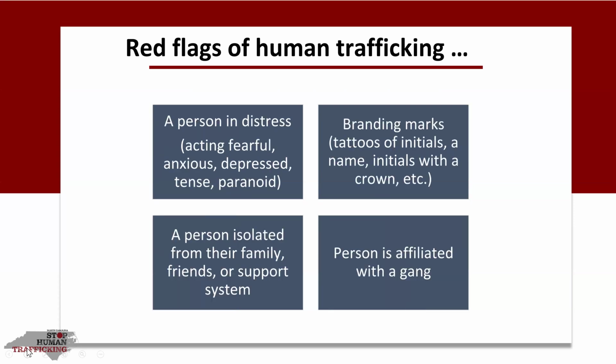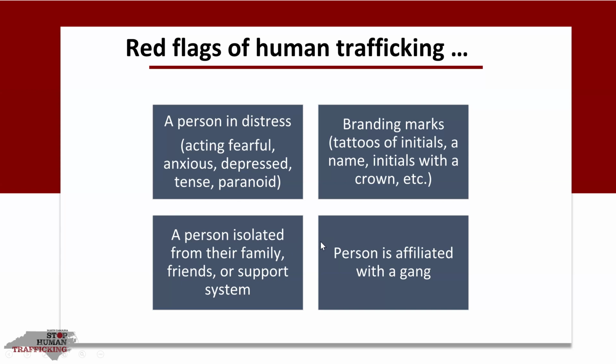A person in distress, someone acting fearful, anxious, depressed, tense, or paranoid. I'm not saying that's 100% human trafficking, but if somebody is acting fearful, anxious, depressed, tense, and paranoid, it's okay to ask that person if they're okay. It doesn't have to be a trafficking situation, but if someone's acting that way, please ask them if they're all right. Branding marks, so tattoos of initials, a name, initials with a crown, etc. That's typically a trafficking experience for sure. A person is isolated from their family, friends, or support system. That person is affiliated with a gang.